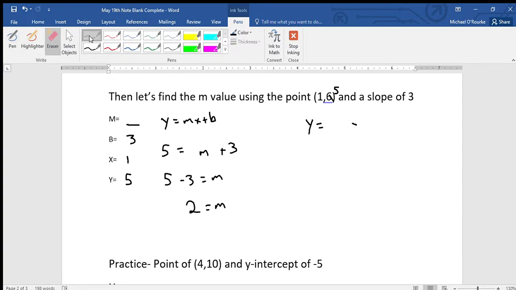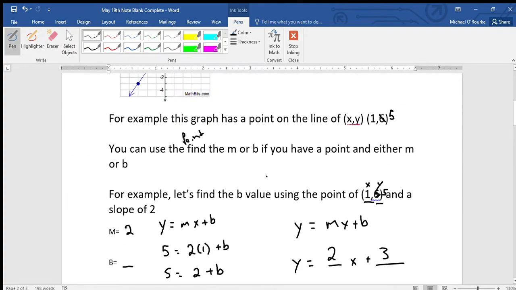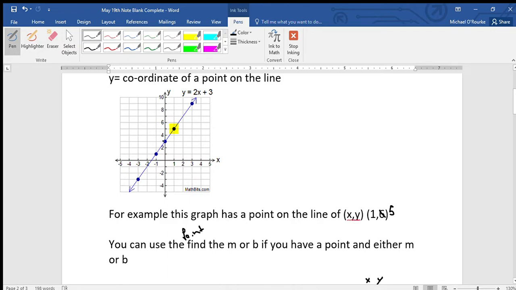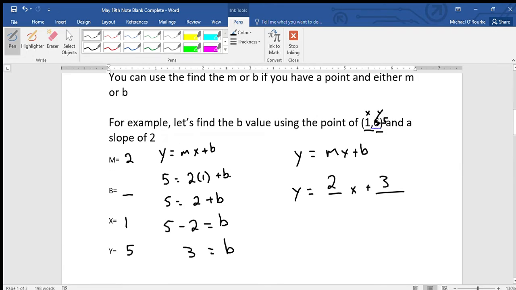So our equation for this is going to be, we just leave those blank, and we're going to fill them in. 2x plus 3, and we know that our slope is 2 because that's what we had here. But also, if we take a look at what happens here, we go up 2 over 1. So there's an example of how to do the two questions we're going to work on today.